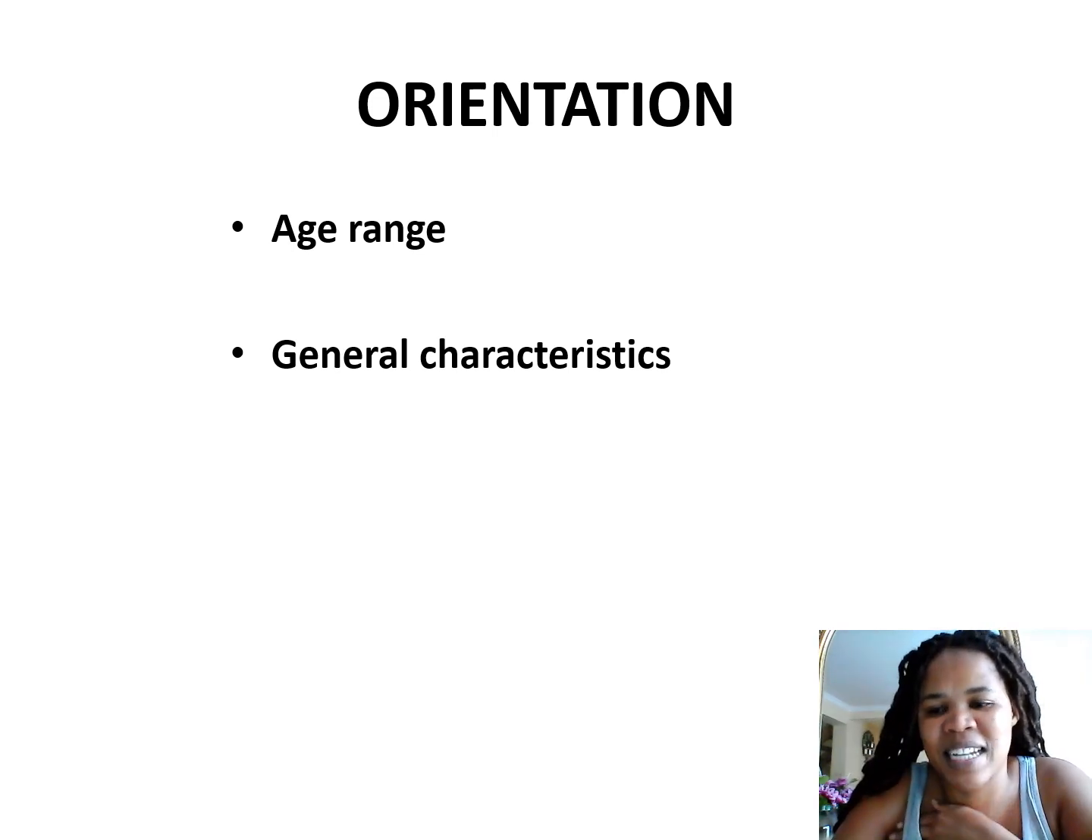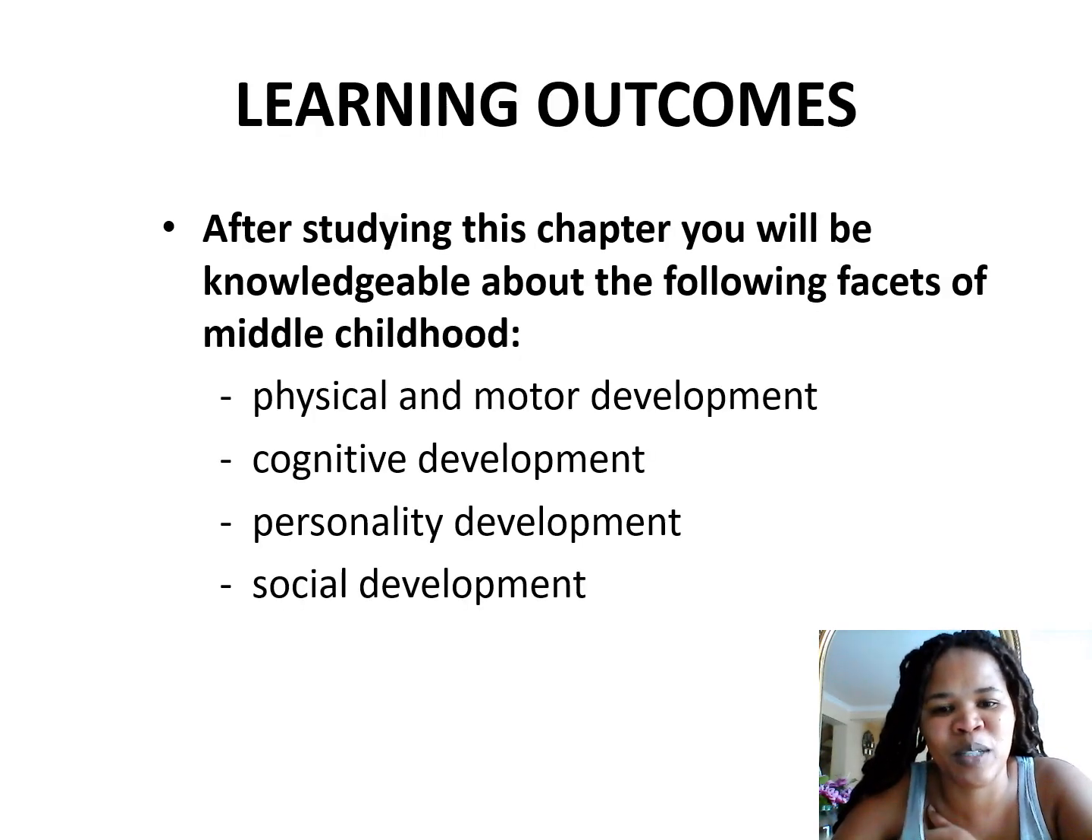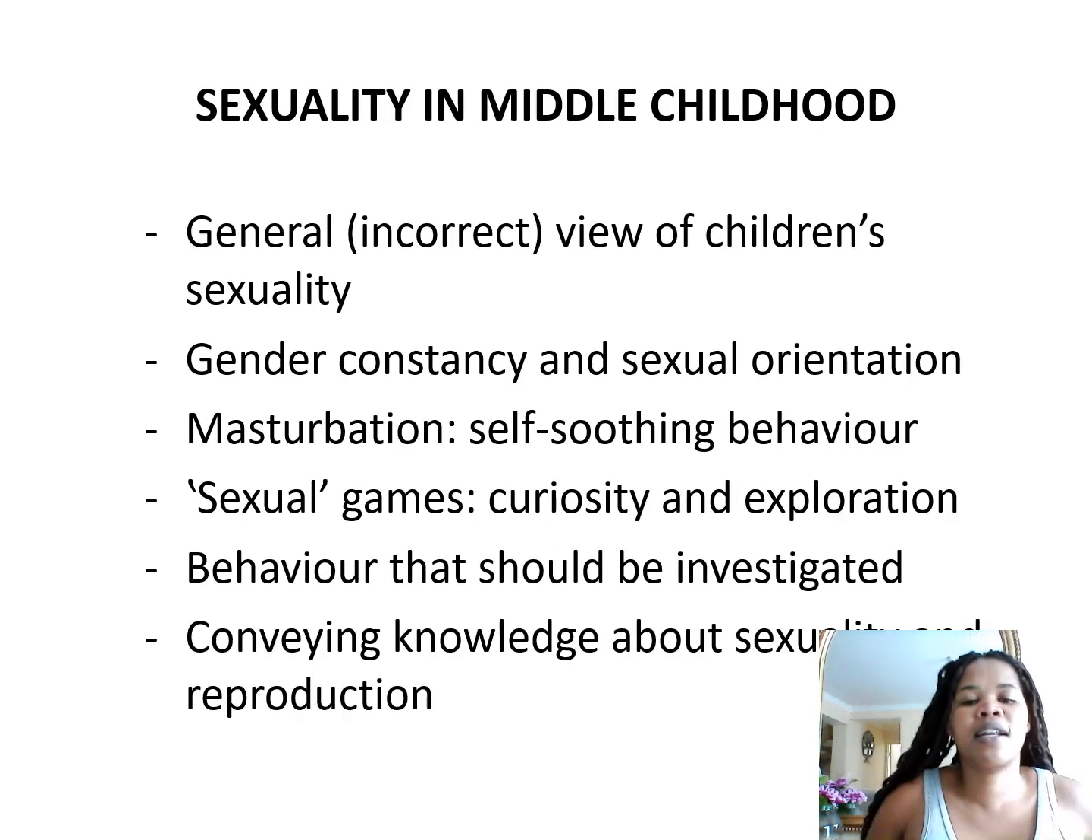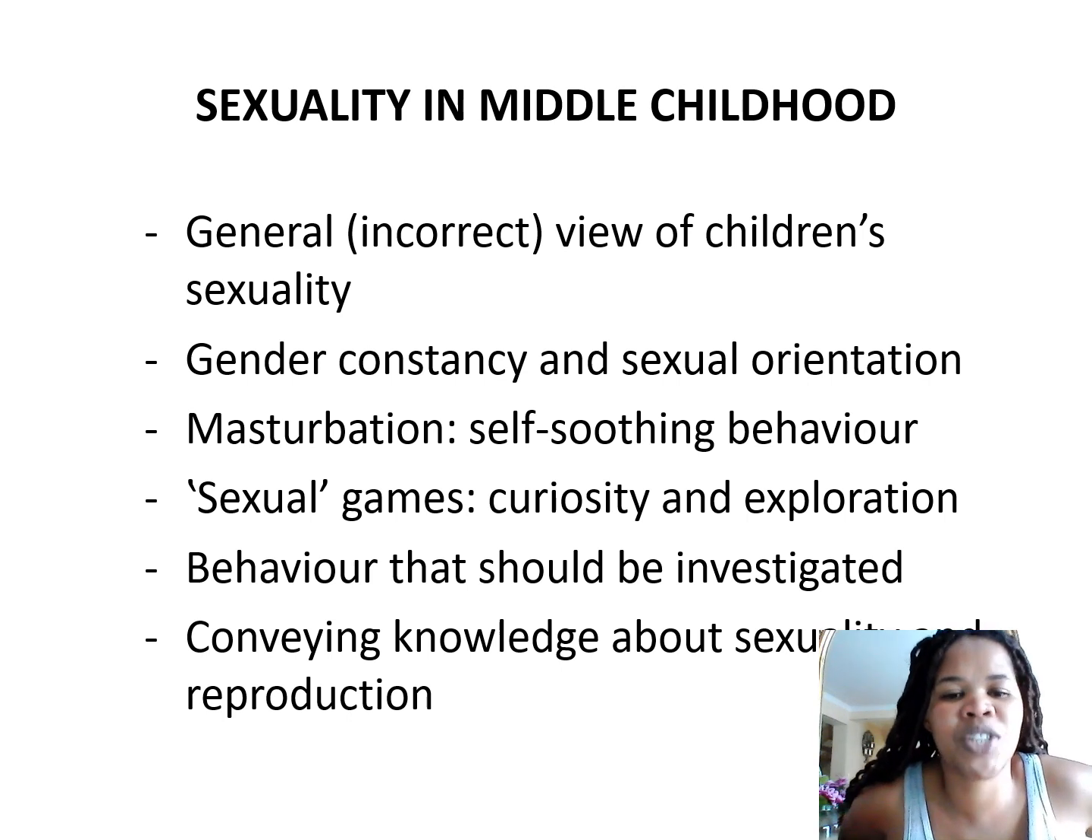Okay, we've done the general characteristics. I've talked about them. So the learning outcomes after studying this: physical and motor development, cognitive development, personality development, and social development. Okay, now let's go to sexuality in middle childhood.